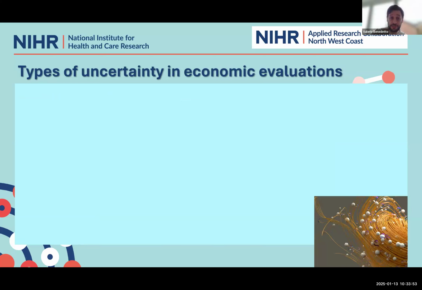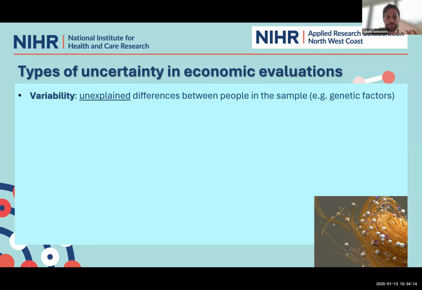By talking about the cost effectiveness acceptability curve, we are now starting to consider uncertainty around some of the elements of our economic evaluation. In particular, we consider uncertainty around the willingness to pay threshold. But there are different types of uncertainty which we need to consider in economic evaluation. The first one is variability, which means unexplained difference between people in the sample. So people might respond differently to treatment due to genetic factors which might not be measurable.